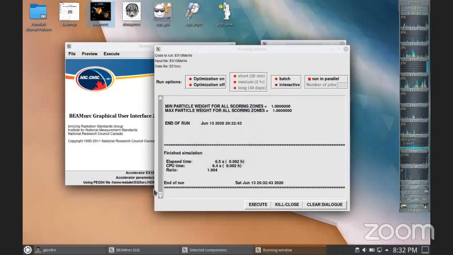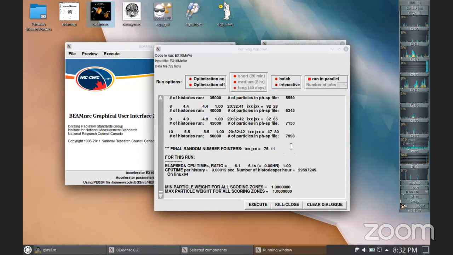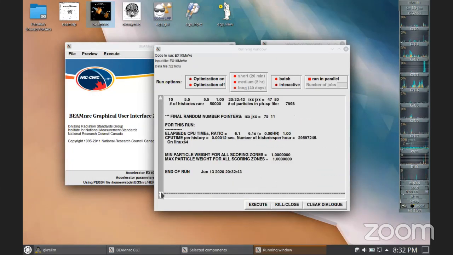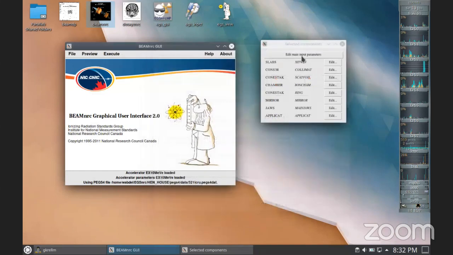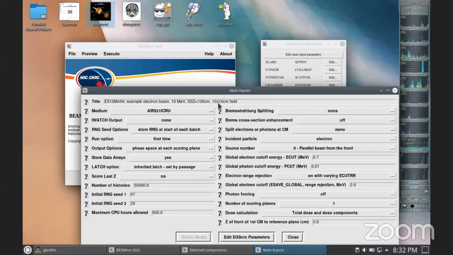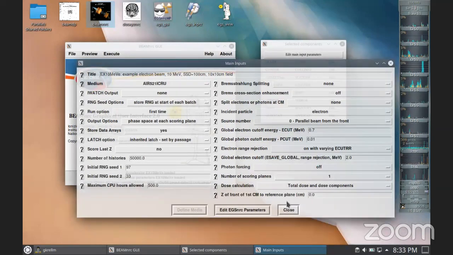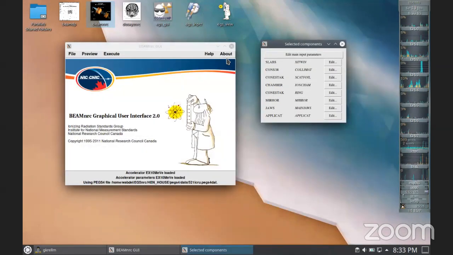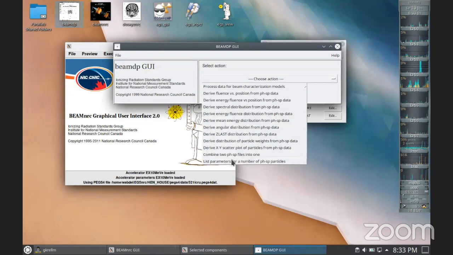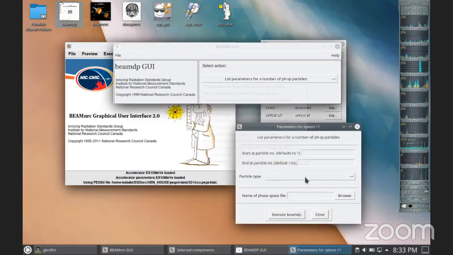Okay, so it was okay. How many particles did we get? We got 8,000. We ran 50,000, okay, number 50,000, and we got 8,000. Okay, now let's go and open the BEAMdp and let's set the parameters.